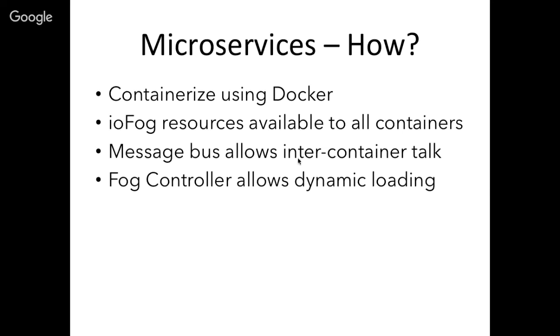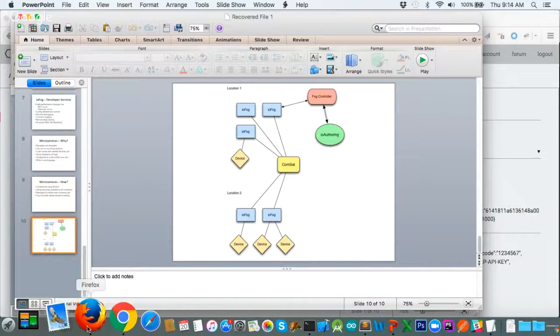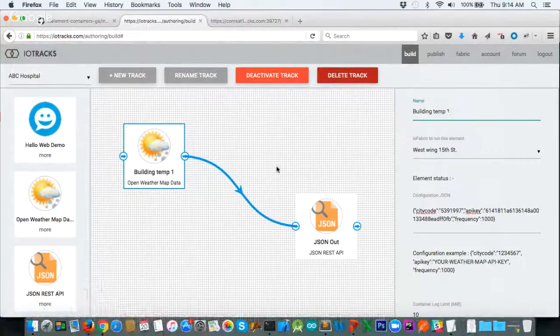We'll be putting them together using Docker. And the ioFog resources that I mentioned are available to all the containers. And with this message bus, you can go in between containers, and that's how you segment them, and use this fog controller to stand them up and take them down dynamically. We'll reference this diagram as we go through, so I'll just keep it up here. Okay, so back to it.